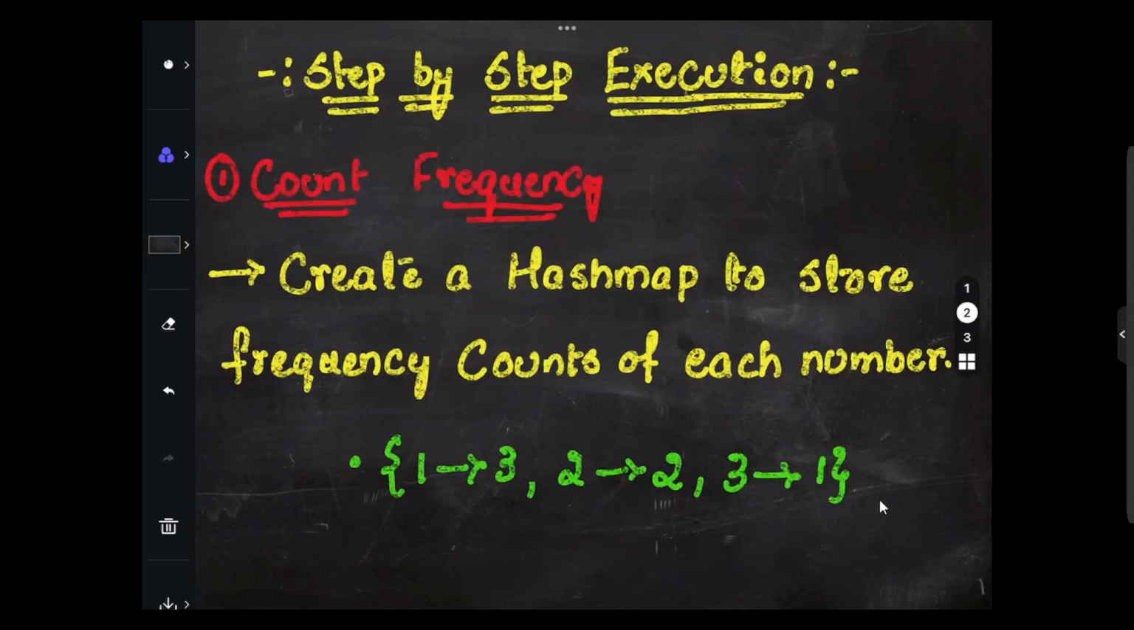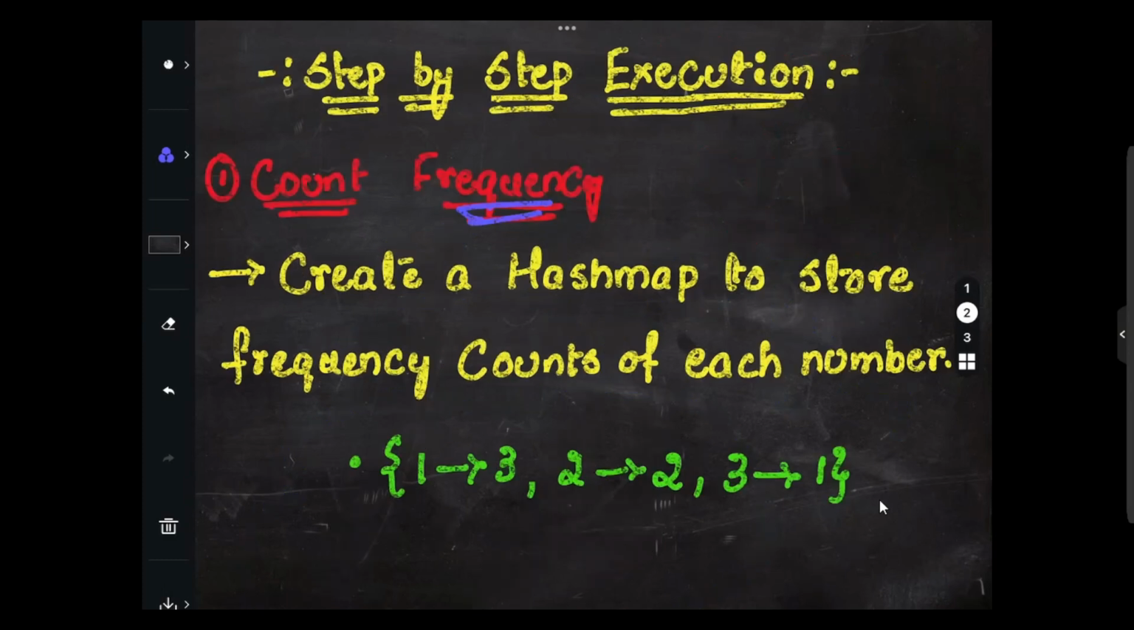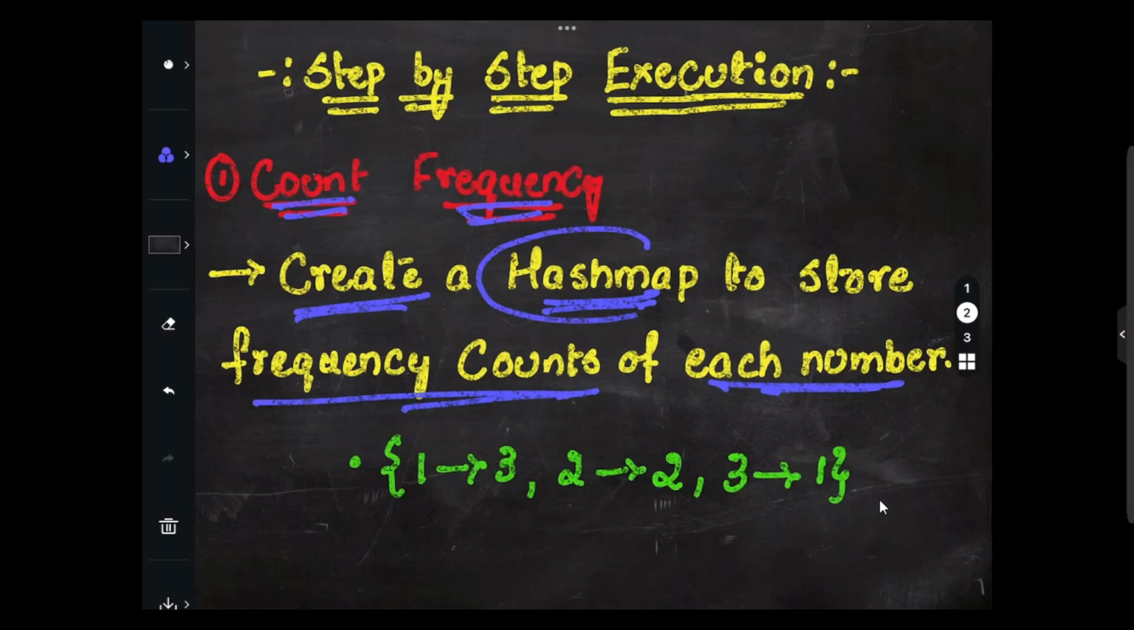So let's discuss the step-by-step execution here. First step is we have to count the frequency of each element, to return the most frequent elements according to k. So let's count the frequency first. We will create a hash map. That is the reason we'll be making use of the hash map, to store the frequency counts of each number. We have to store the frequency counts of each number somewhere, so for that purpose we'll be making use of the hash map.